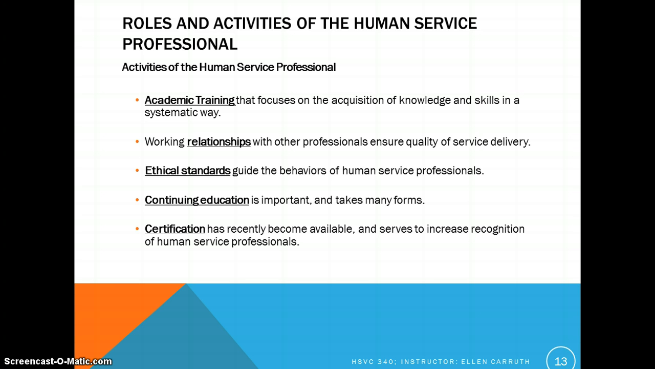For a mental health counselor, which is my vocation, a master's degree in counseling is required. Following graduation, new counselors work under supervision for 3,000 hours before they can become licensed to practice independently. Different branches of the human service industry will have different requirements. Be sure that you're aware of the requirements for your chosen field.